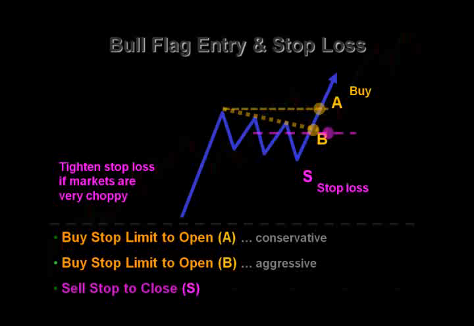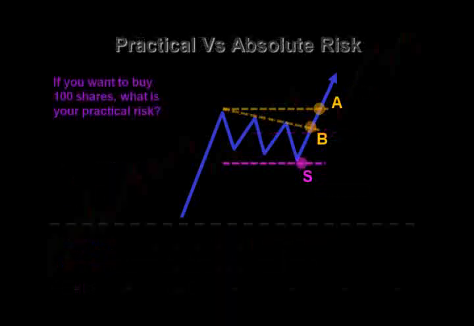Now, what will happen, of course, is that you'll be stopped out more often. So the tighter your stop loss, the less risk you have on any trade, but the more often you're likely to get stopped out. So if you wanted to buy 100 shares, what would be your practical risk? Well, of course, if you buy a share, your risk is that the entire thing could collapse to zero, but that's very unlikely to happen when we trade bull flags. It's very unlikely to happen because we've got no news ahead, because you've already filtered for that. And you've also got a bullish pattern and a breakout. So you've got lots of things in your favor from the get-go.